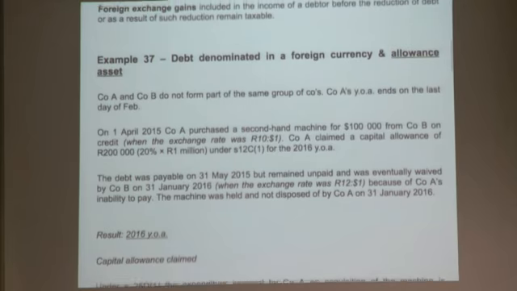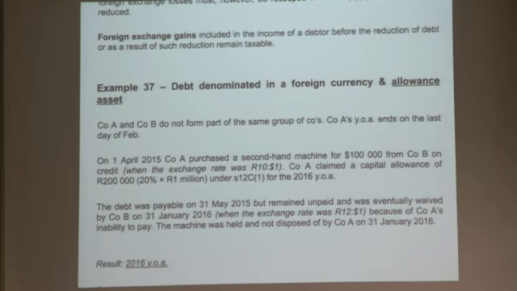Then with the first example, company A and B do not form part of the same group of companies. They have the year end, the end of February. On the 1st of April, company A purchased a second-hand machine for $100,000 from company B on credit. The exchange rate was then 10 rands to $1. Company A claimed the capital allowances. You comfortable with that calculation?